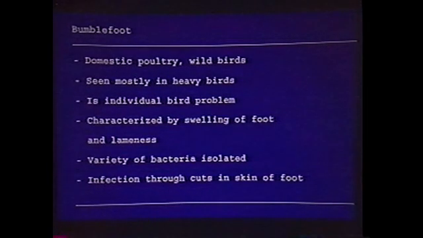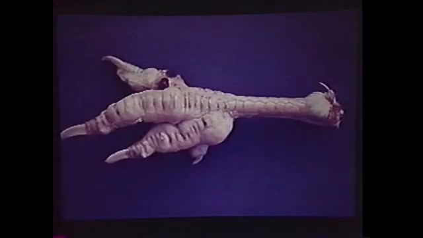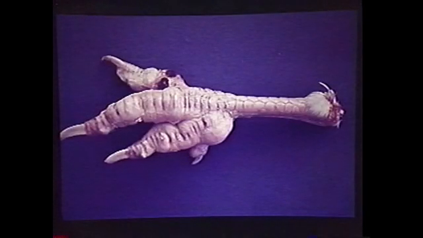A variety of bacteria are being isolated: E. coli, Staph, Proteus, Strep, whatever is available in the environment has the opportunity to go in and participate in the infection. Looking at a foot from a chicken, a kind of deformed toes, swollen joints.